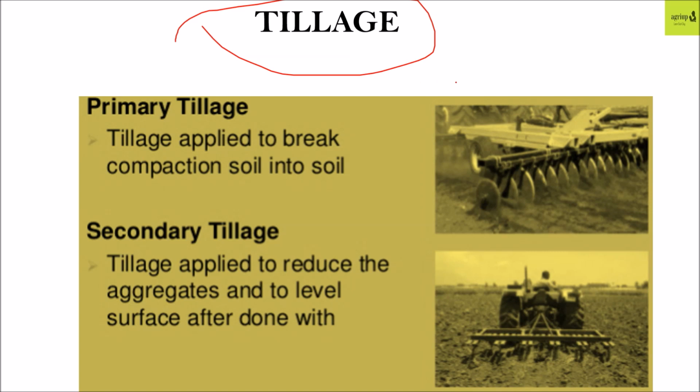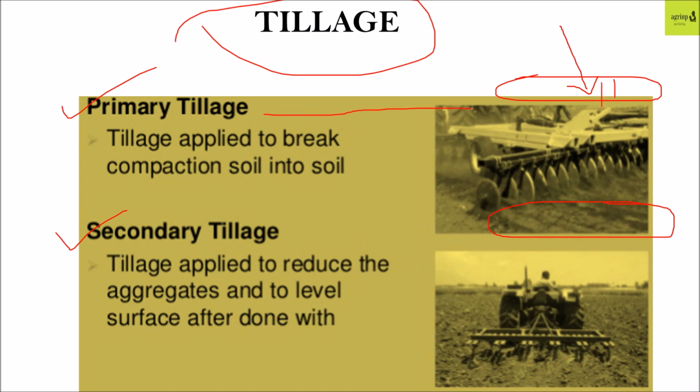So there are two terms. One is the primary tillage, one is a secondary tillage. What is it exactly? Let's talk about it. Primary tillage is applied to break the soil compaction. Soil is generally intact and it is very compact. So the tillage which is applied to this field to break this compaction is called a primary tillage.